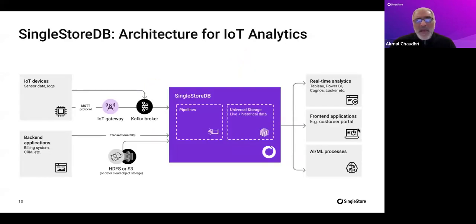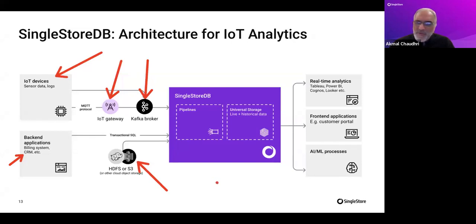Here is a proposed high-level IoT analytics architecture, and we've seen elements of this being used by some of our customers. If I start on the left-hand side here, you can see the actual IoT devices, sensors, data, logs, and so on. And we may have some kind of gateway here, or we may be using some kind of broker, in this case Kafka, for example, through these pipelines. And additionally, there may be other transactional kind of data that we have, so billing systems, customer relationship management, and so on. And these might be stored elsewhere, HDFS, S3, we've mentioned those a few moments ago.